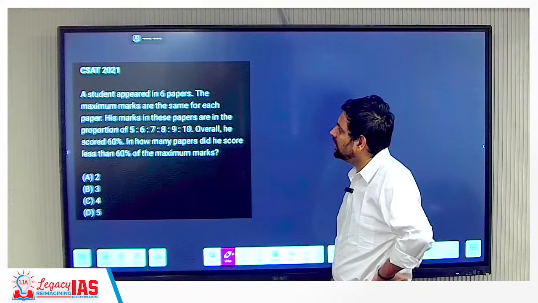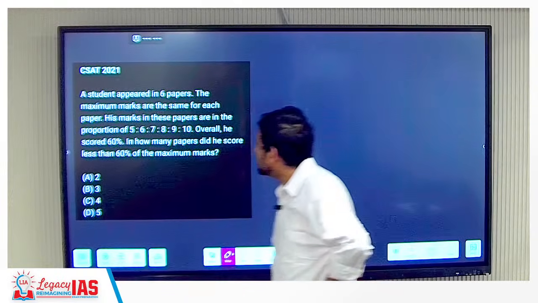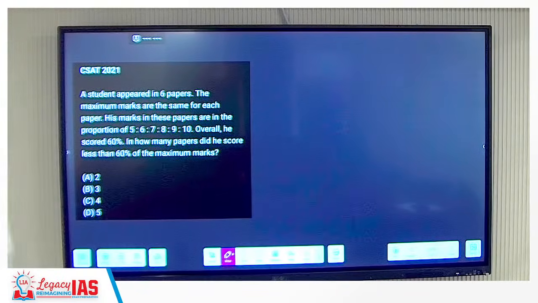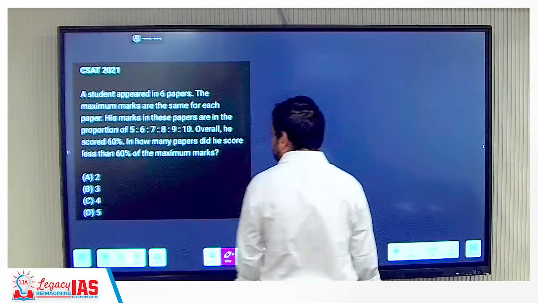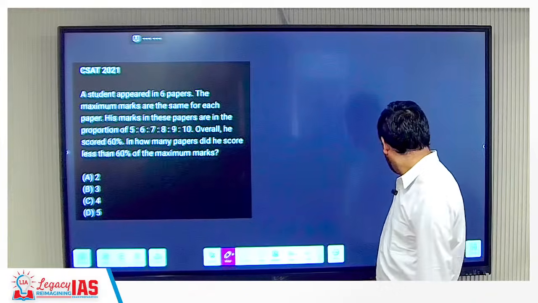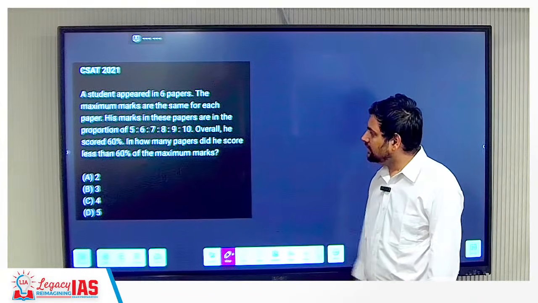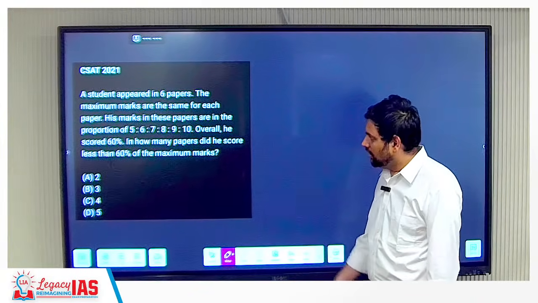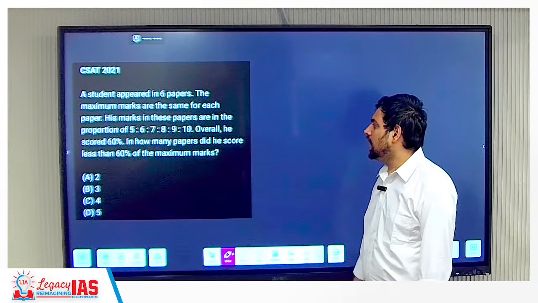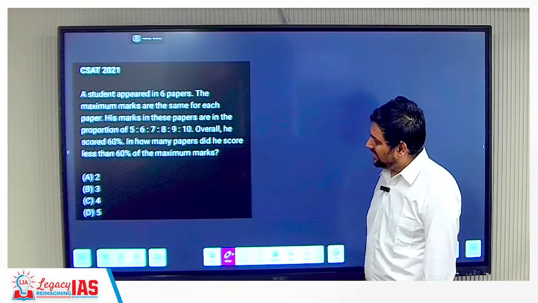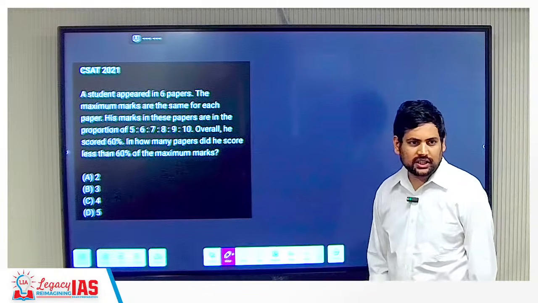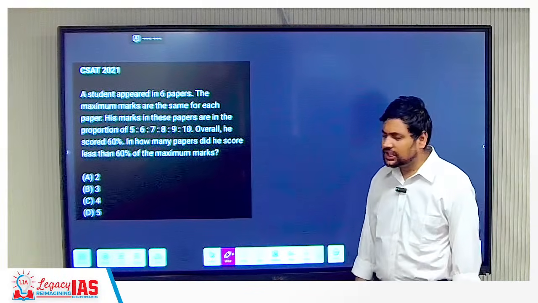A student appeared in 6 papers. The maximum marks are the same for each of them. His marks are in the ratio 5, 6, 7, 8, 9, 10. Overall, he scored 60%. In how many papers did he score less than 60% of maximum marks? See, everything is 60, 60.